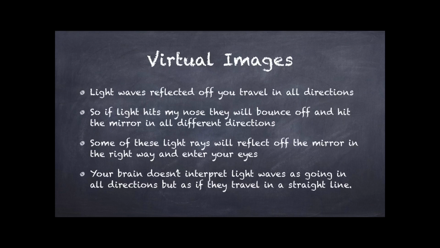Now, your brain, like I said, is not going to interpret all of the different light waves that are being reflected in all different directions. It's only going to see it as if it's coming from one light ray. So you're going to see your nose as if it's coming from one light ray and not a bunch of them, and that they're coming in a straight line and not in various directions.